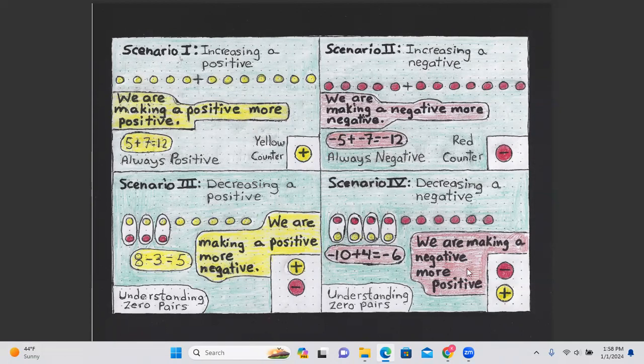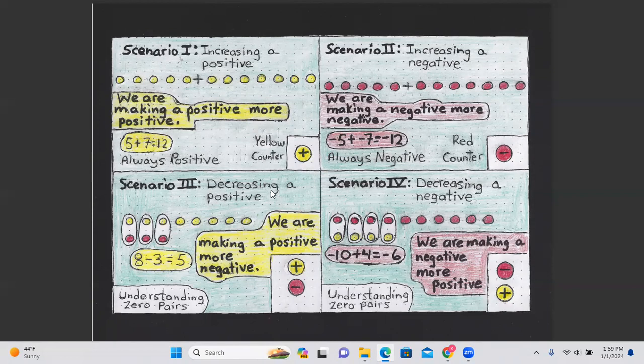And so let's say we have 10 negative counters here as outlined in red. 1, 2, 3, 4, 5, 6, 7, 8, 9, 10. Oh, wow, we owe $10, but someone nice gave us 4 positive dollars, which is making our debt less. And so in this case, we will use our 0 pairs, we'll use our positive counters to make the 0 pairs. 1, 2, 3, 4, which leaves a -6. And so now instead of owing $10, we now owe $6, which is a lot better situation to be in.